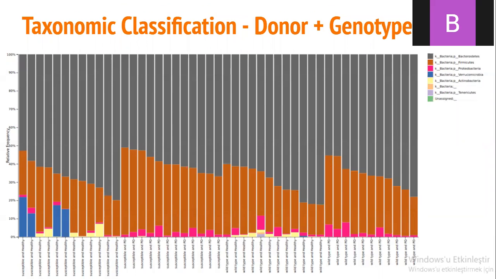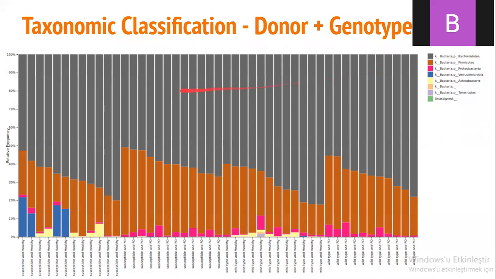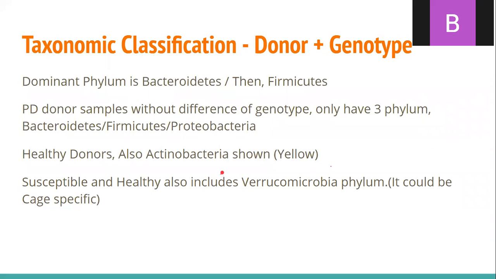And I have done that with the coding part, and this is the result of it. In here, it can be seen the phylum level taxonomic classification of sequence variants in our samples. They are separated based on the donor and genotype together, wild type and PD and etc. What we can conclude from this classification is that the dominant phylum is Bacteroidetes, which is the gray one. Then the Firmicutes is the brown one.